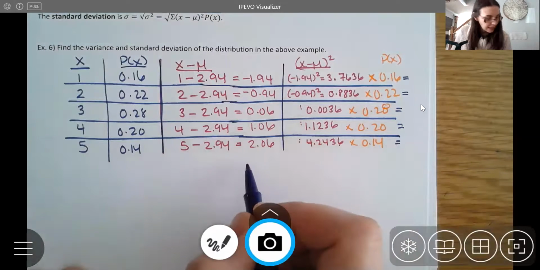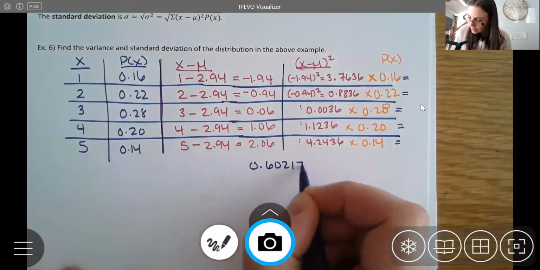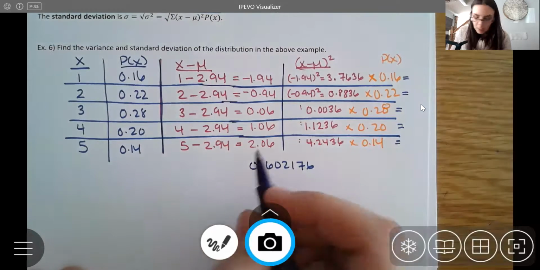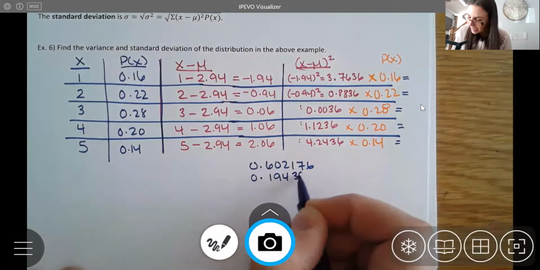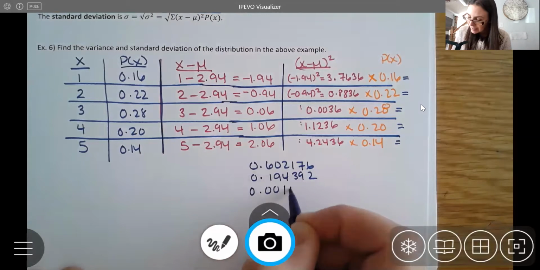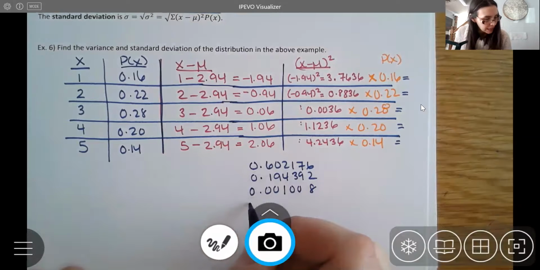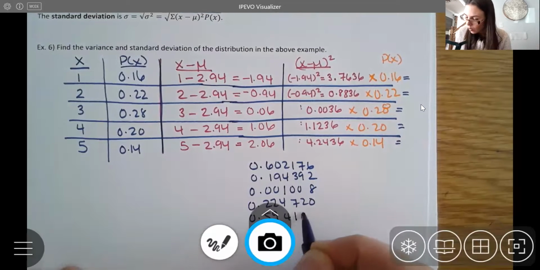And what I'm going to get is 0.602176 for the first one, 0.194392 for the second one, 0.001008, 0.224720, and 0.594104.